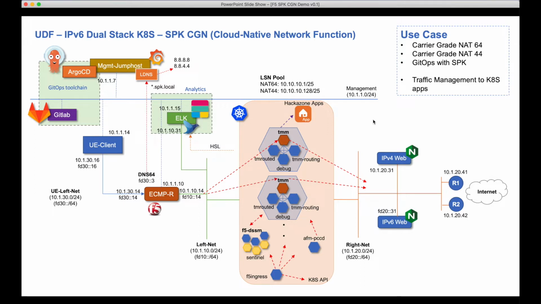This is just a recap of what we discussed in our last video, where I have a UE client with a default gateway to the ECMP router, and the ECMP routers connect to the SPK or F5 TMM to do this carrier-grade NAT, NAT64 and NAT44, and to get to the web server and to the internet.